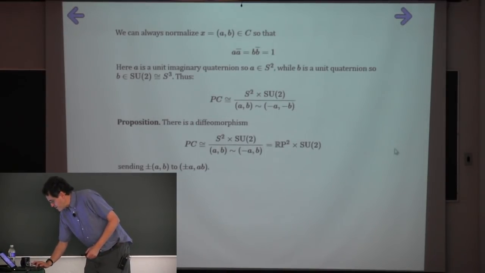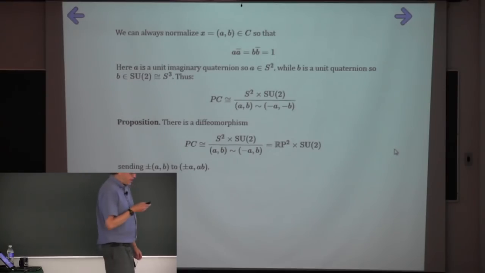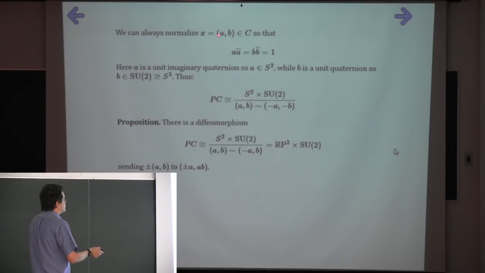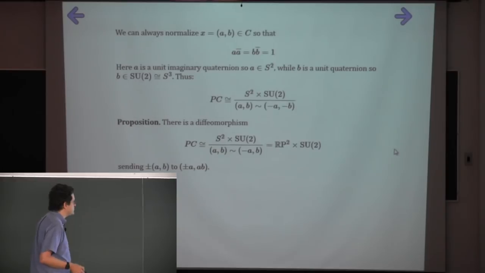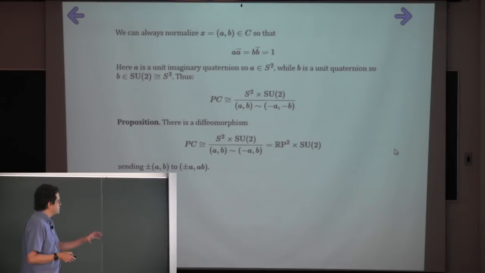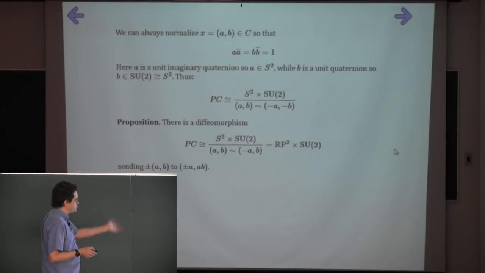Now, if you have a vector in this light cone, so remember, this is a pair of quaternions where A is purely imaginary, and B is a general quaternion. And we know that their lengths must be equal for the pair to lie in the light cone. We can always normalize it so their lengths squared are both equal to 1. So A will be a unit imaginary quaternion, so a point in the 2-sphere.